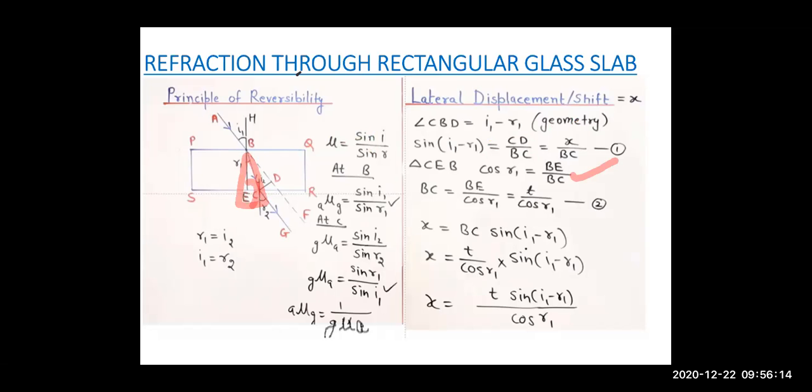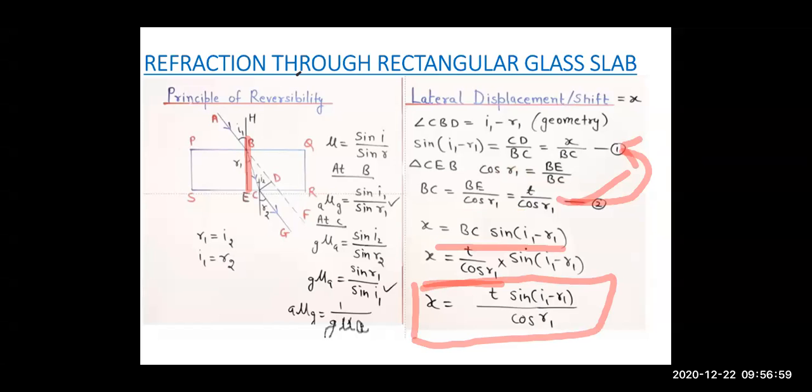Now here we are going to make BC the subject of the formula. If BC goes here and cos R1 comes down, it will be BE upon cos R1. But children, what is BE? BE is the thickness of the glass slab. So instead of BE, we put T, that is thickness of the glass slab. So T upon cos R1. Right? This value of BC we will substitute from equation 2 in equation number 1. So your X will be equal to BC sine of I1 minus R1, and instead of BC we are putting T over cos R1. Right? So this is your equation for lateral shift.